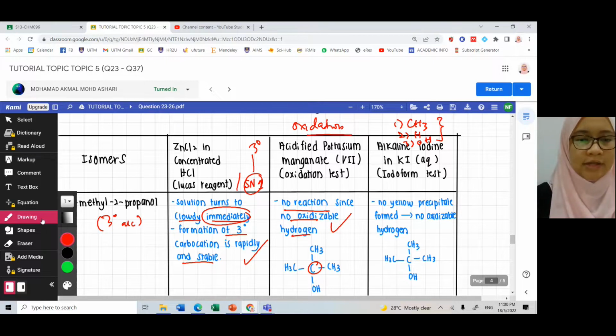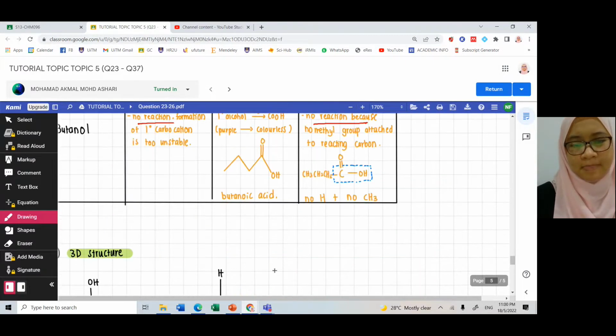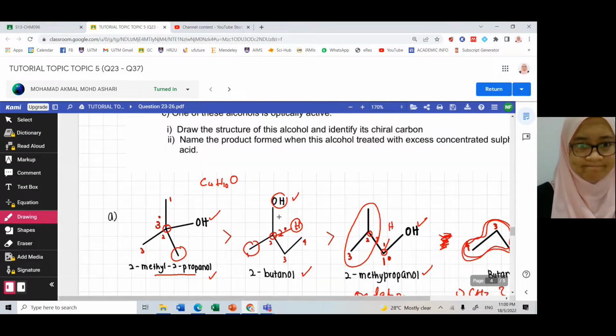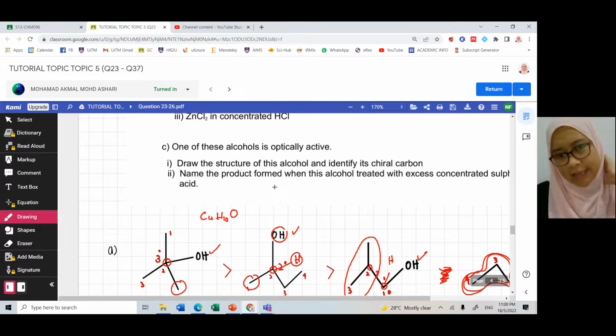Cool. Right. Okay, now let's move on to the next question. Oh, ada lagi C. One of these alcohols is optically active. How do we know whether it is optically active or not? You have to check each carbon, in all the carbons in each molecule, in each alcohol. Okay, whether dia chiral, whether it contains a chiral carbon or not.